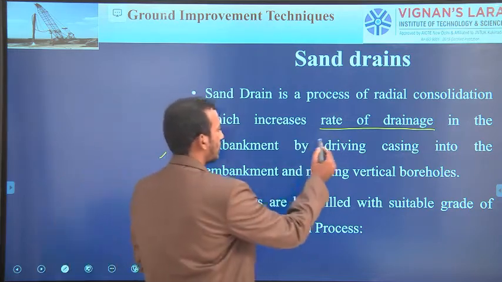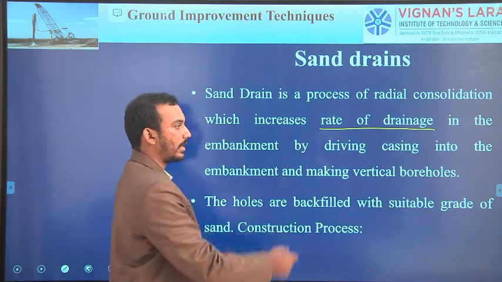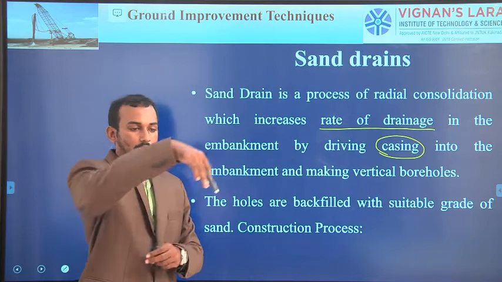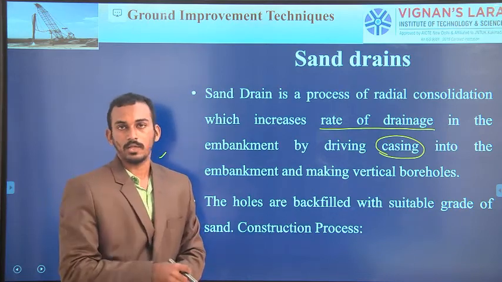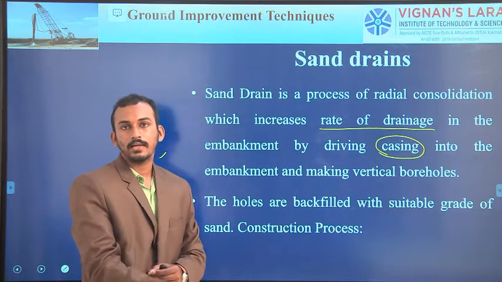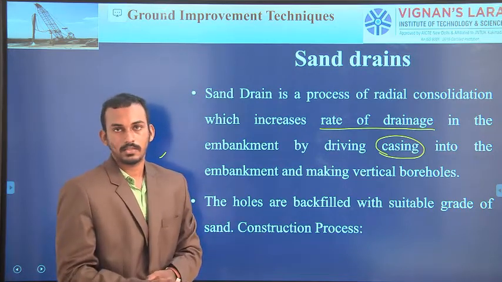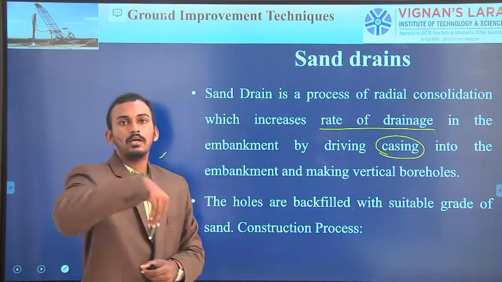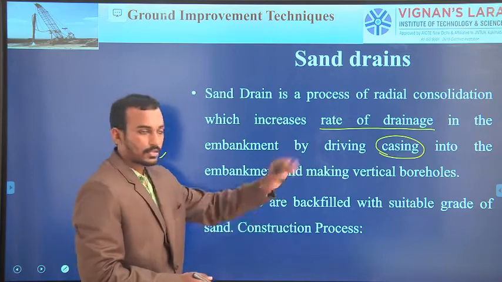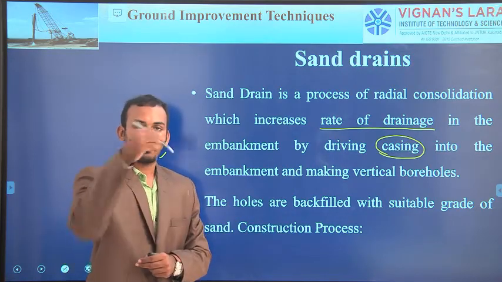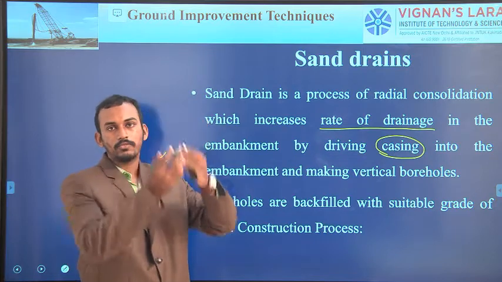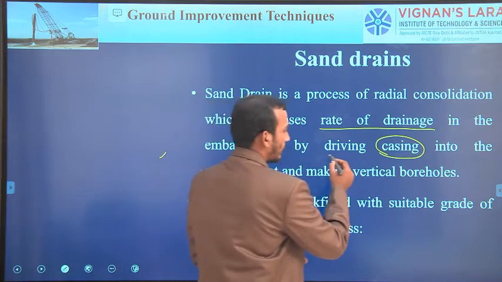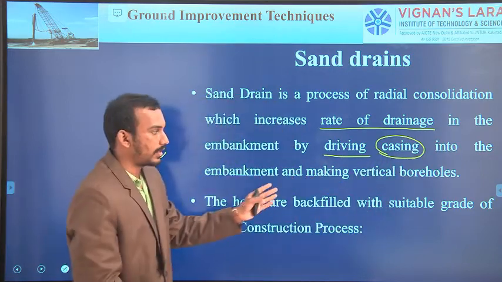So it increases the rate of drainage in the embankment by driving a casing. What is a casing? Casing means a hollow medium. A hollow circular pipe is first driven into the soil. Okay, the soil inside the casing is washed out by using various methods, whether by using water jets or by using any other method. We remove the soil inside the casing. Okay, what we are doing inside the casing, we are pouring the sand. Again, the casing is lifted to the top, so there only the sand is left. Okay, we are driving a casing into the embankment and making vertical boreholes.